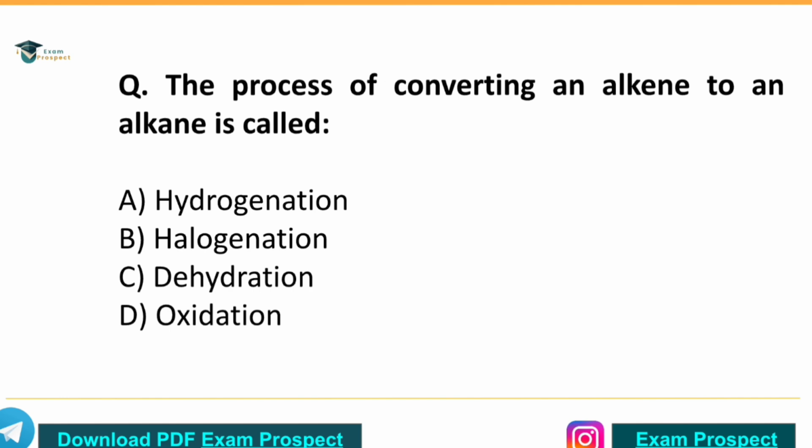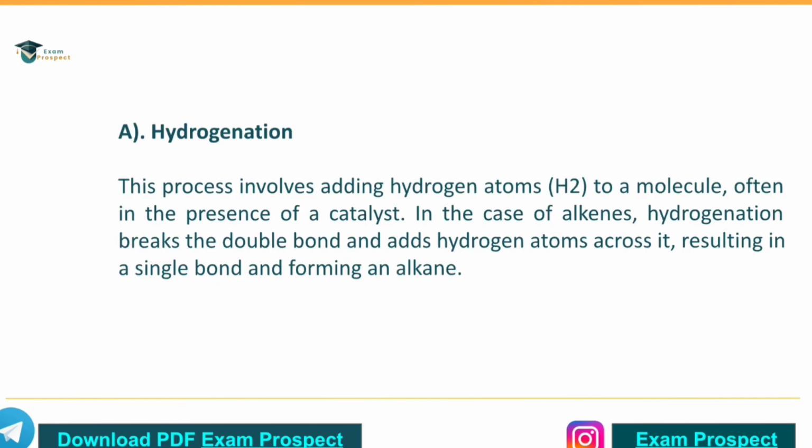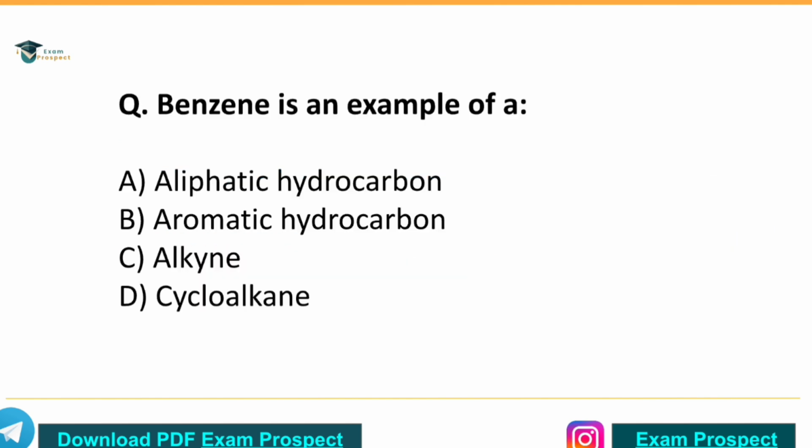Correct answer is option A, hydrogenation. Here, this process involves adding hydrogen atoms to a molecule, often in the presence of a catalyst. In the case of alkenes, hydrogenation breaks the double bond and adds hydrogen atoms across it, resulting in a single bond and forming an alkane.